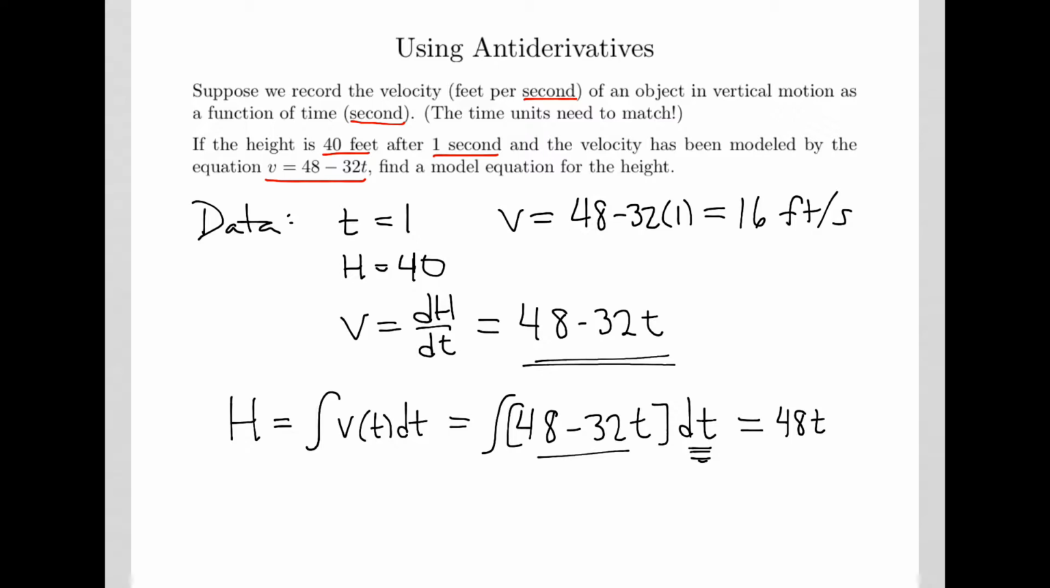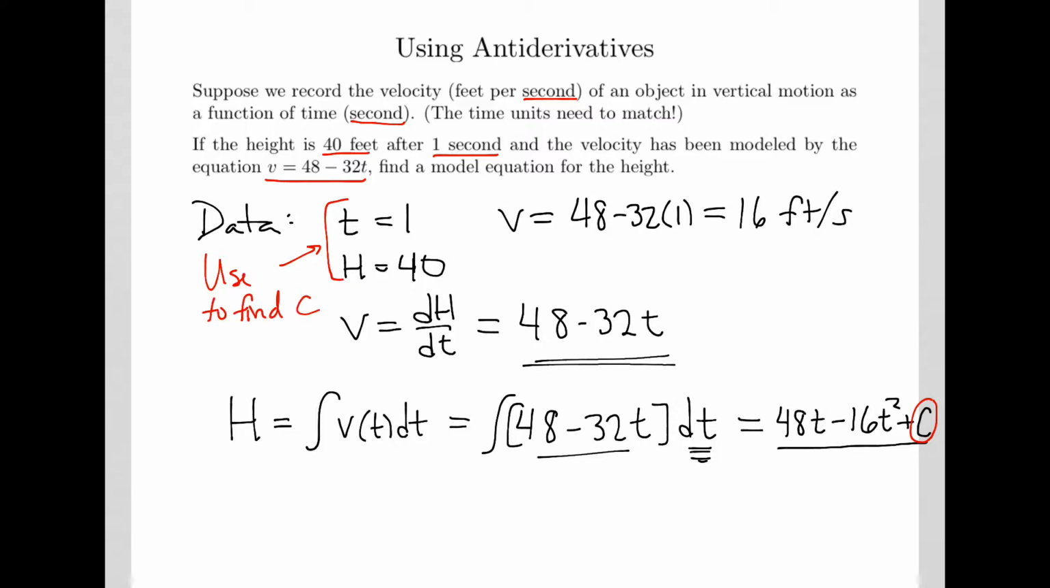32t has an antiderivative of 32 over 2, so that's going to be 16t squared, right? But there's one more thing. Indefinite integrals need a constant. So this is my height as a function of time. The complication is we don't yet know what is the value of c. And this is where we're going to use our initial information. So we'll use the data to find c.